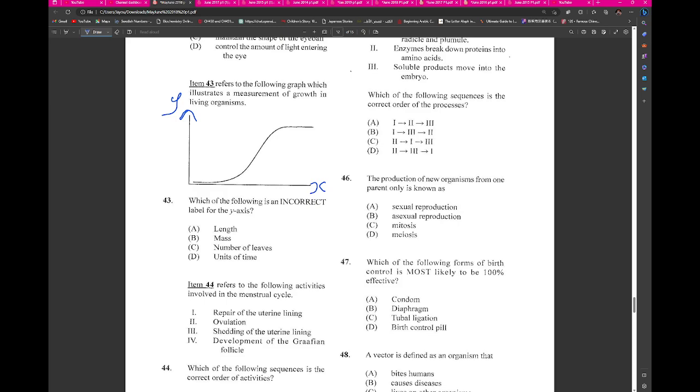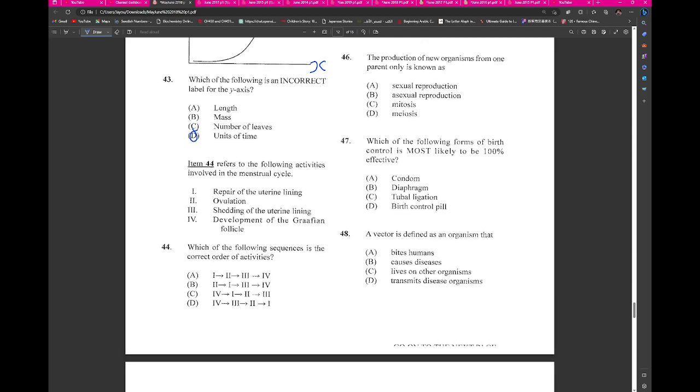So let's say that the unit of time would be on the x-axis, right? Which of the following activities are involved in the menstrual cycle? Which of the following sequences is in correct order? So the menstrual cycle, what we're saying, we shed the uterine lining. Then we have the development of the Graafian follicle. Let me see here. So 1 says repair the uterine wall, then 2 ovulation, then 3 shedding of the uterine lining, then 4 the development of the Graafian follicle.